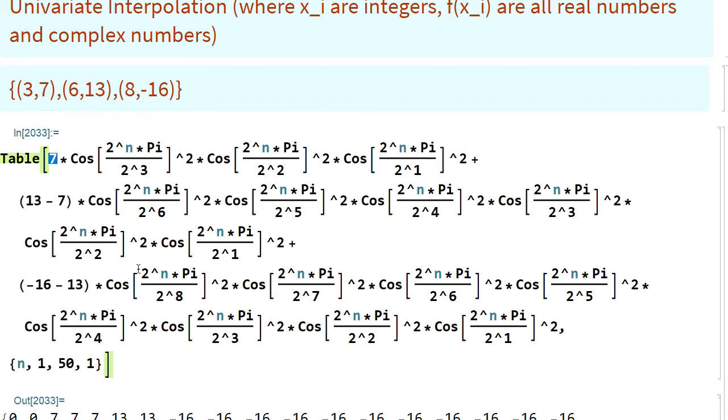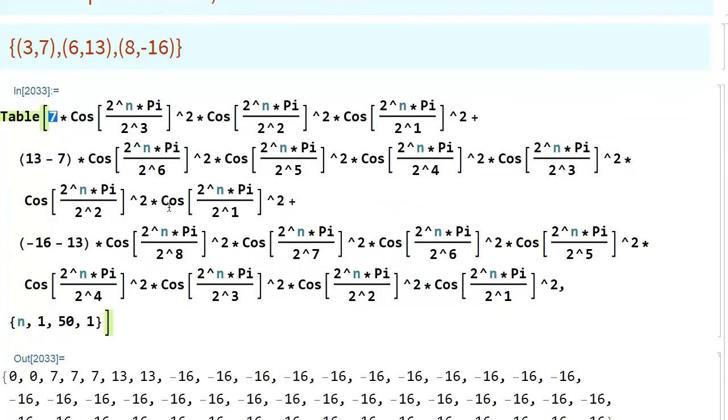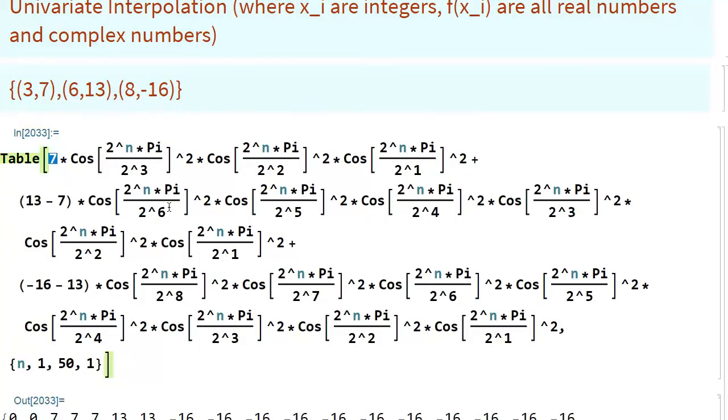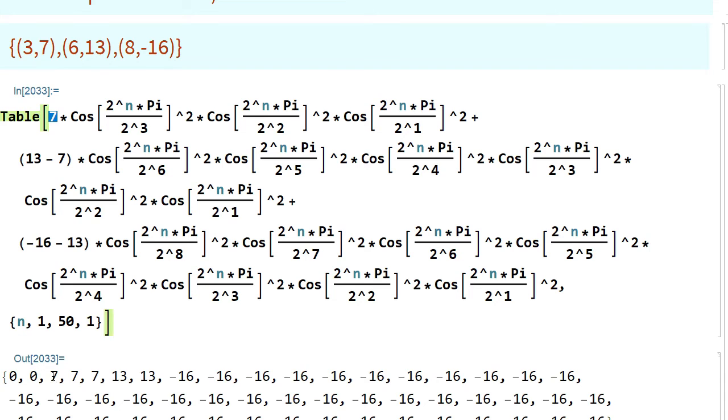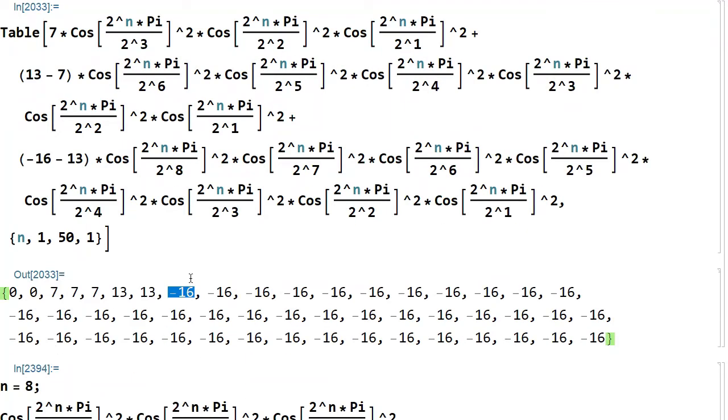So this is the exact same thing we did earlier, and I just left it like this, where I didn't say 2 to the n minus 3. I just said 2 to the n divided by 2 to the third power. That's how I kept it. But this will fit the curve exactly the way it's intended. So like this is x equals 3 and it's 7. This is x equals 6 and it's 13. And then this is x equals 8 and it's negative 16. So it works. We don't have to see all of these. We just can see that it works.